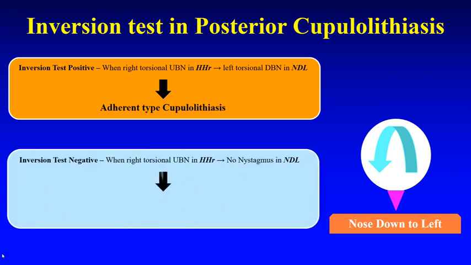A negative inversion test is one where the right torsional upbeating nystagmus in right half-Hallpike position disappears, and this is suggestive of non-adherent type of cupulolithiasis or a dynamic heavy cupula, which in recent times has been attributed to a new variant called short arm posterior semicircular canalolithiasis.